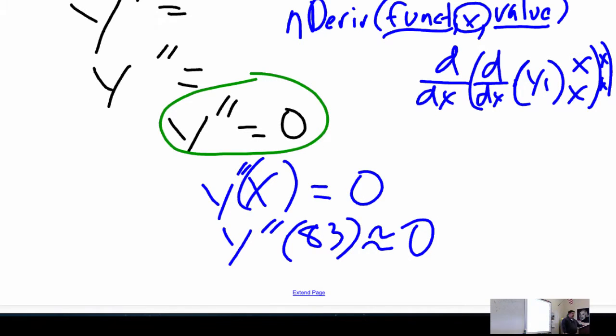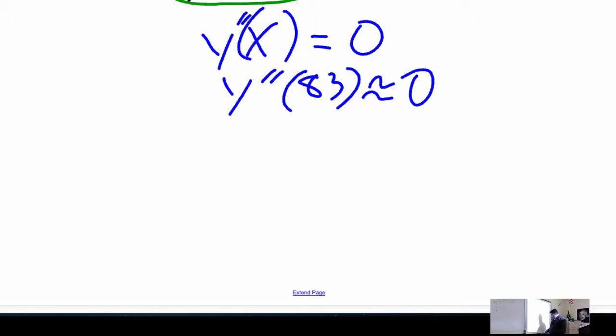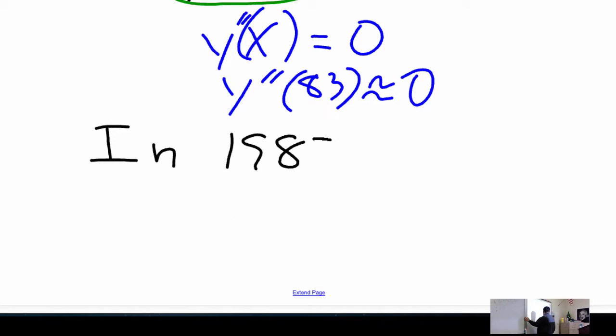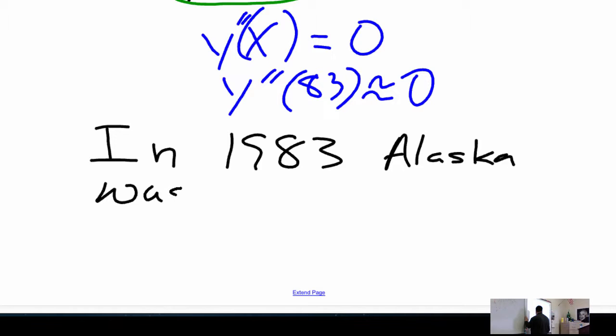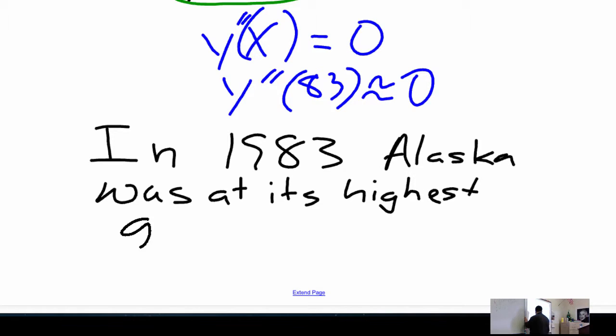That means when x equals 83 is when y double prime is approximately 0. What that means in regular English, though, is that in 1983, Alaska was at its highest growth. Okay? So that's part C.